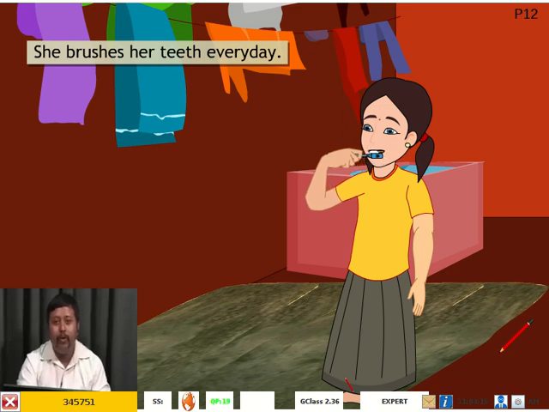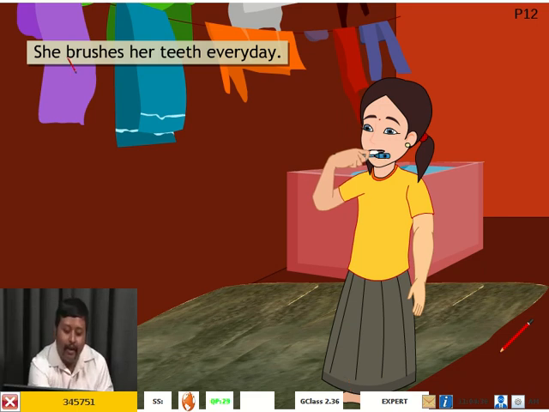So now, what is the important thing? What did we say earlier? When the subject is third person singular, we add an s after the verb. So what was our subject? It's she, right? So she is third person here, right? So what did we do? Our verb was brush and we have added an es after that. So she brushes her teeth every day.